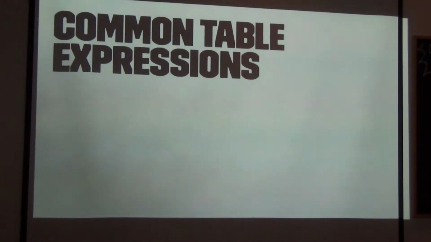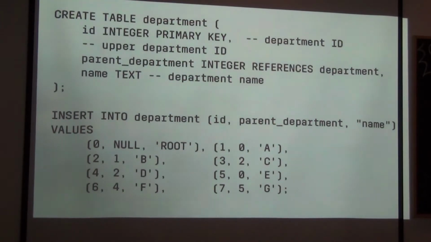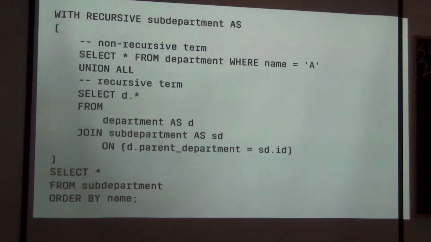Okay, so the next feature I want to talk about is common table expressions. Common table expressions are basically a way to make very complicated queries easier to write and read. So for example, let's say we have this table, called departments, and we use it to enumerate our departments and their relationships. We have one department at the top, and then there are many departments below that, and we want to encode which department belongs to which other department. And we can then query this departments table.